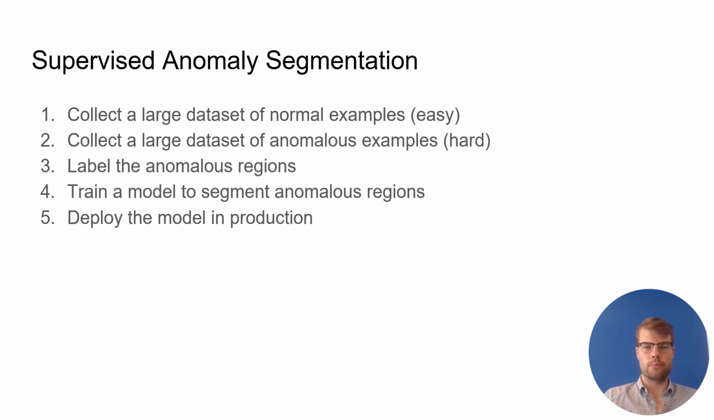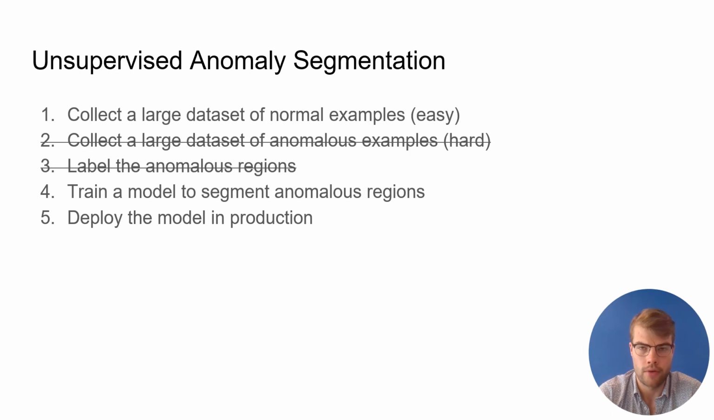The conventional approach to anomaly segmentation is supervised learning. We collect a large dataset of normal examples, and also a large dataset of anomalous examples. We label the anomalous regions, and we train a model to segment those anomalous regions. However, in practice, it can be challenging to collect sufficient anomalous examples.